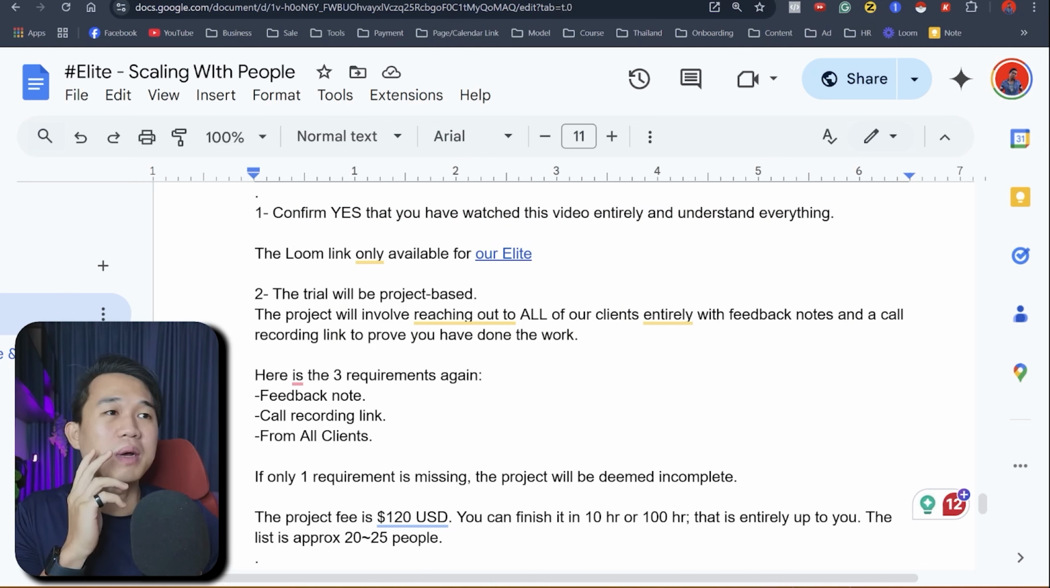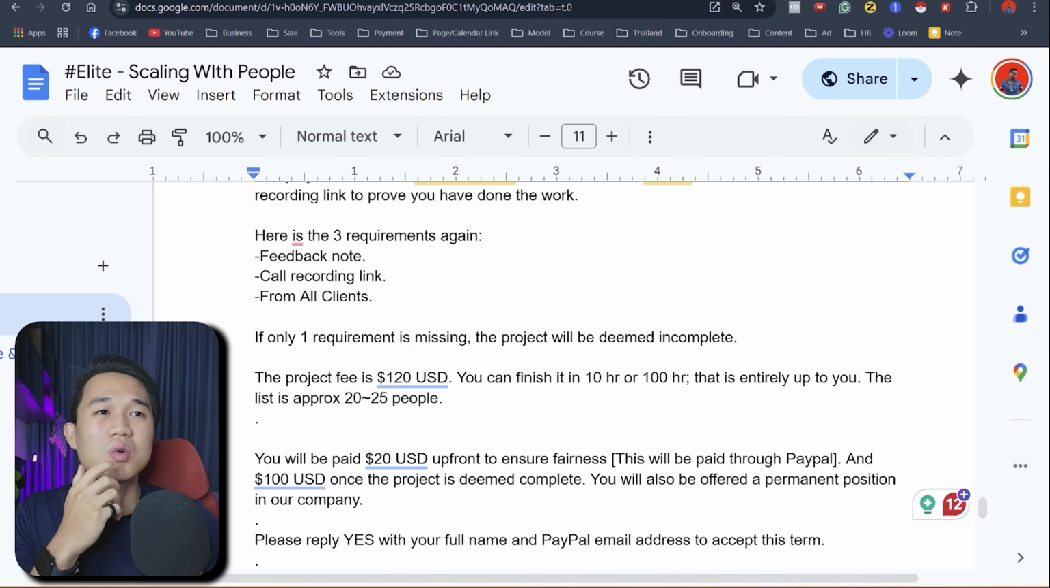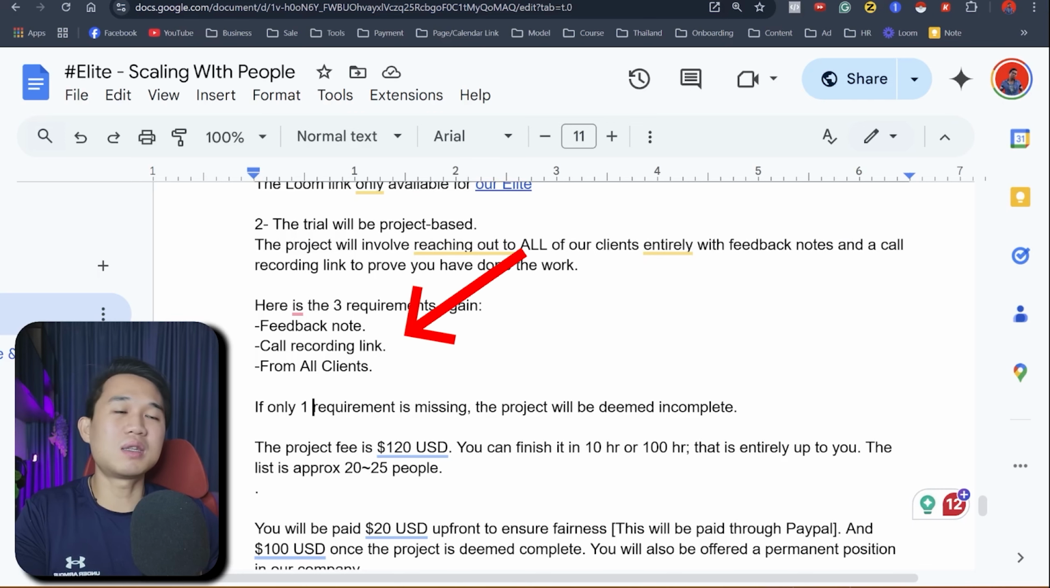The trial is project based. It involves reaching out to all of our clients with feedback notes and all that stuff. So pretty much just calling leads. Here are the 3 requirements: feedback note, call recording from all of the clients. Even if one requirement is missing, the project is deemed incomplete. So we need 3 things to make sure they call everyone.